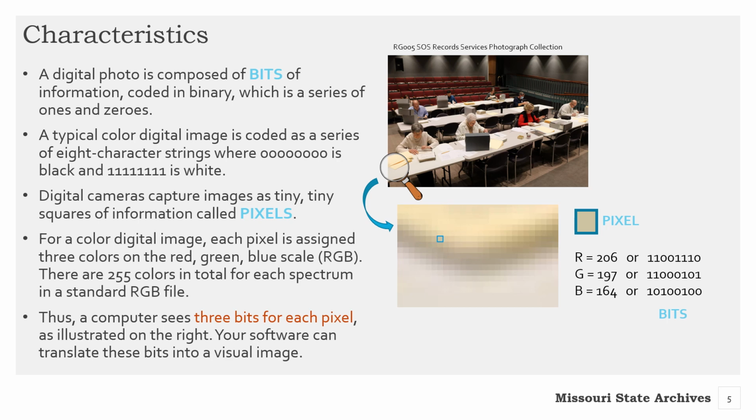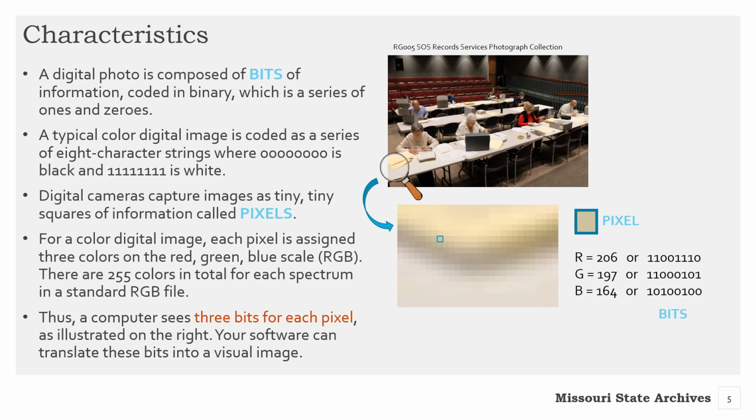At the basic level, a digital photograph is composed of a series of zeros and ones, lengthy strings of binary code that are bits of information that a computer translates into a visual image for the human observer. A typical colored digital image is coded with a series of 8-character strings where all zeros is black and all ones is white. Digital cameras capture images as tiny squares of information called pixels.